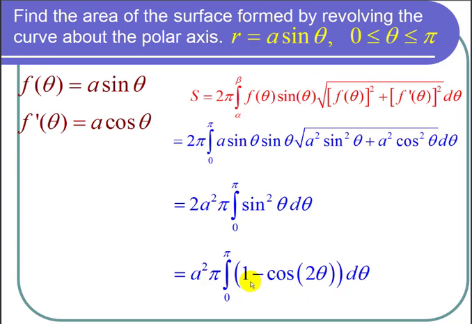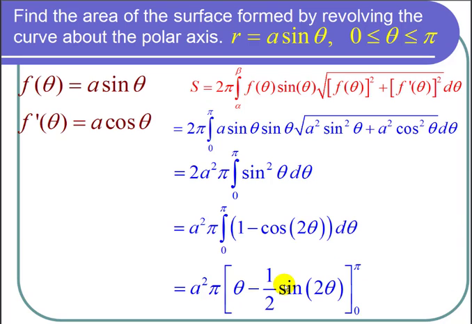The integral of 1 is just theta, and the integral of cosine of 2 theta, if I let u equal 2 theta, then du equals 2 d theta. So a half du equals d theta. So I pull the 1/2 out, and of course the integral of the cosine is just the sine. So I'm left with a squared pi times theta minus a half times sine of 2 theta from 0 to pi.